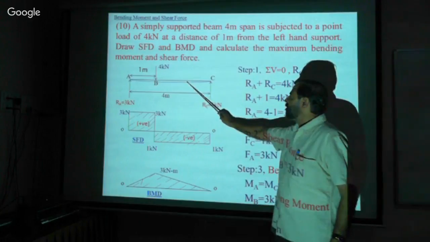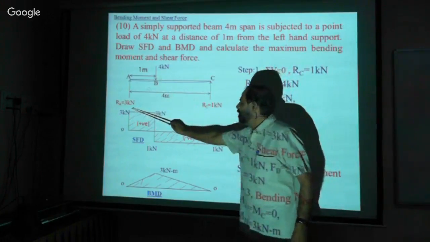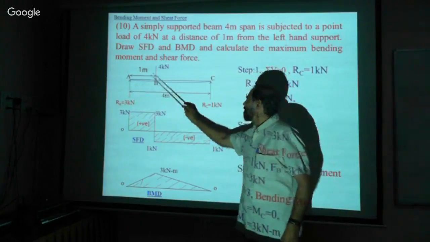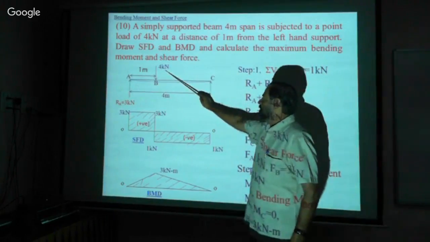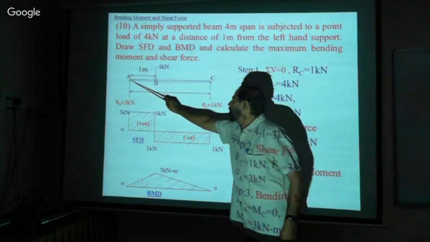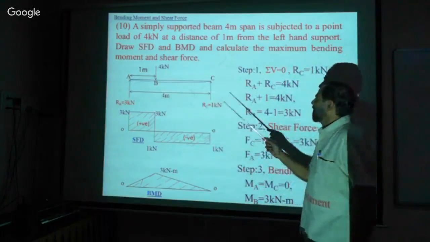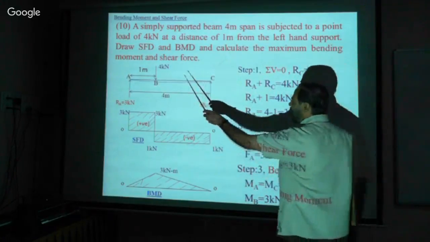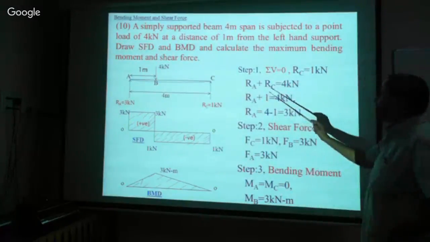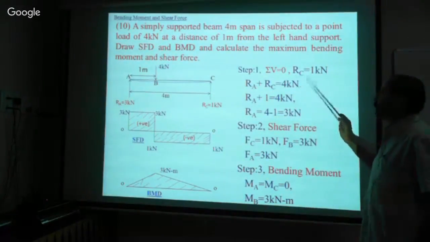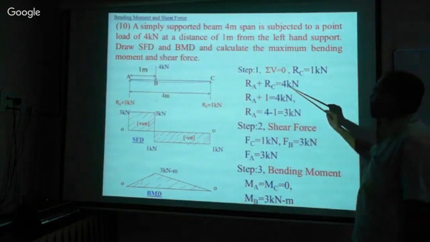After drawing this diagram, there are two reactions, reaction A and reaction C, and only one load is acting. From here to here it is 1 meter and the rest is 3 meter. One force is acting downward and there are two reactions upward. Therefore, RA plus RC is equal to 4 kilonewton.